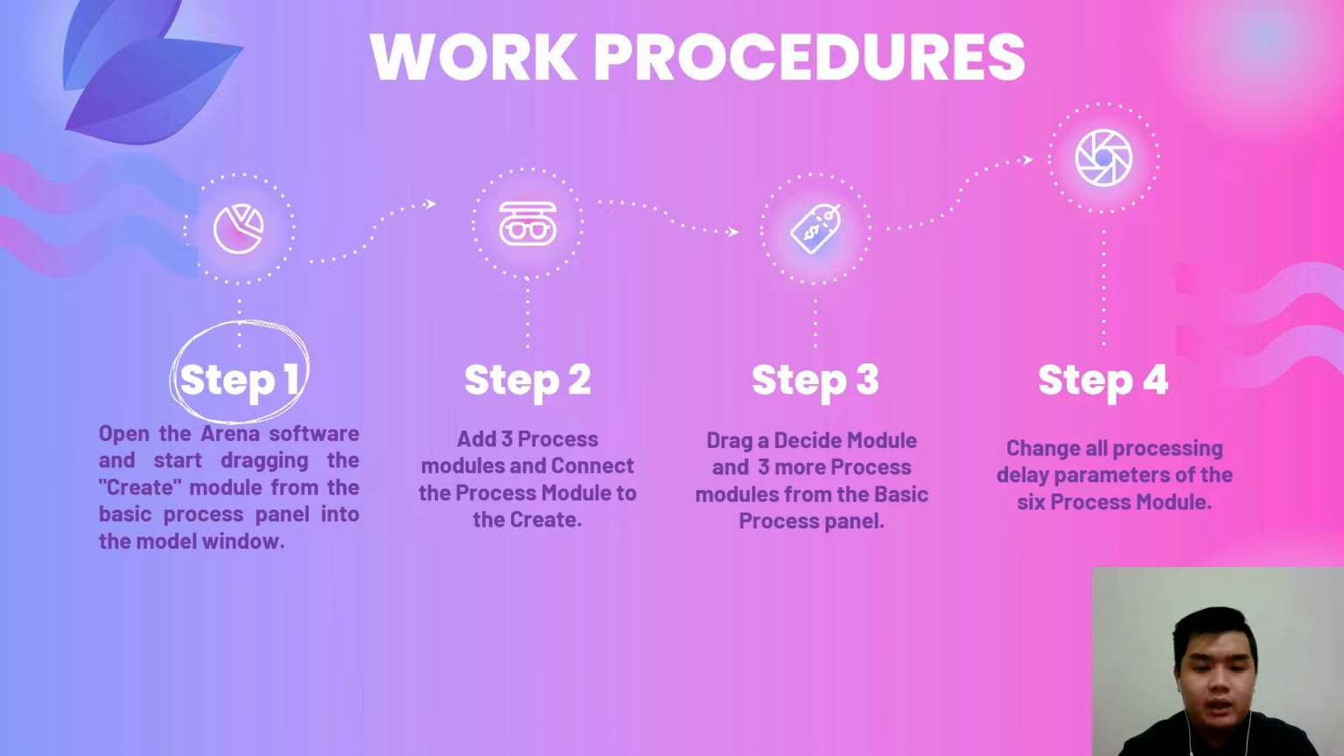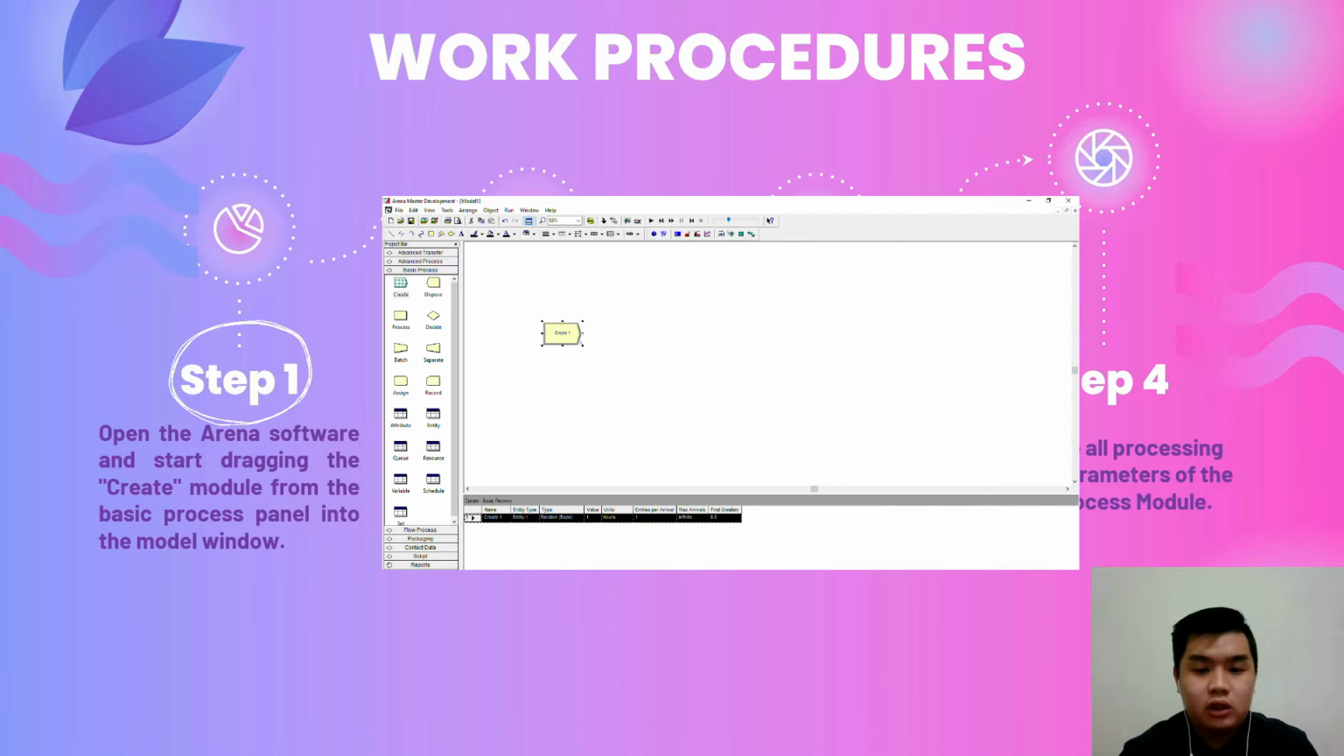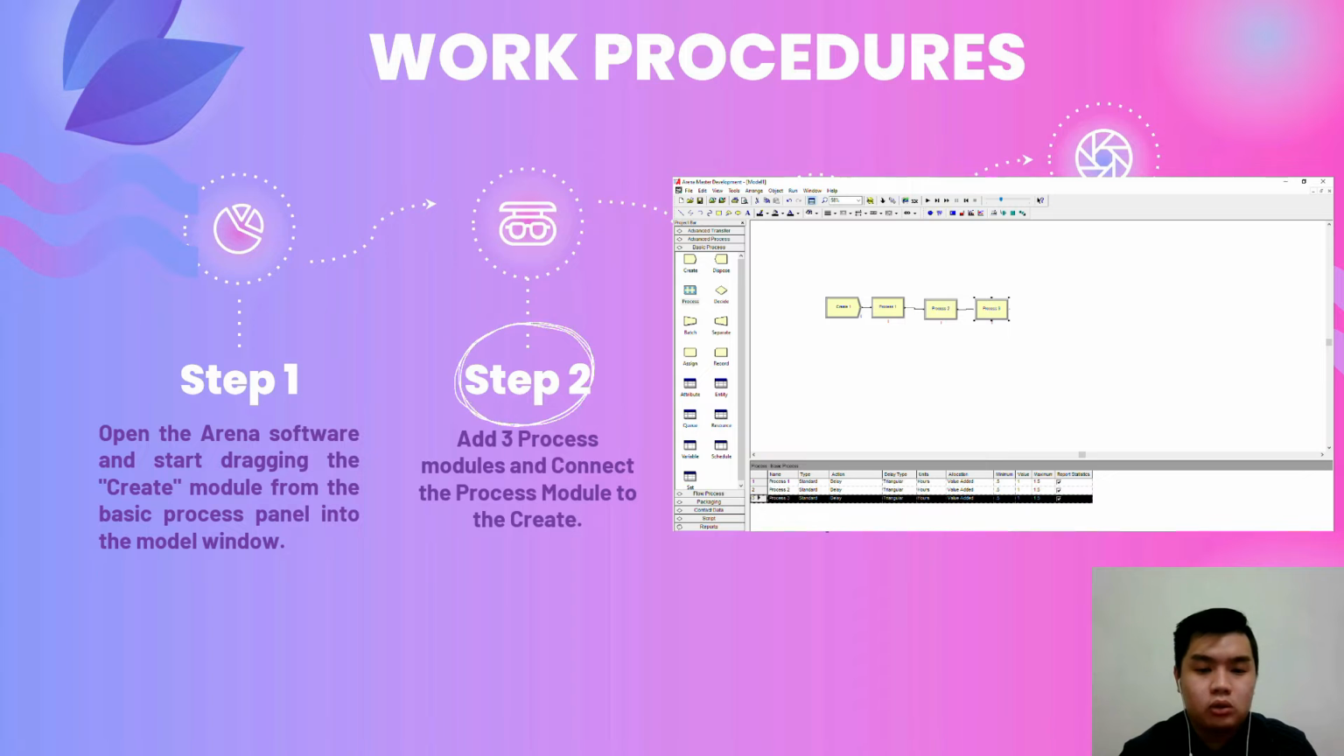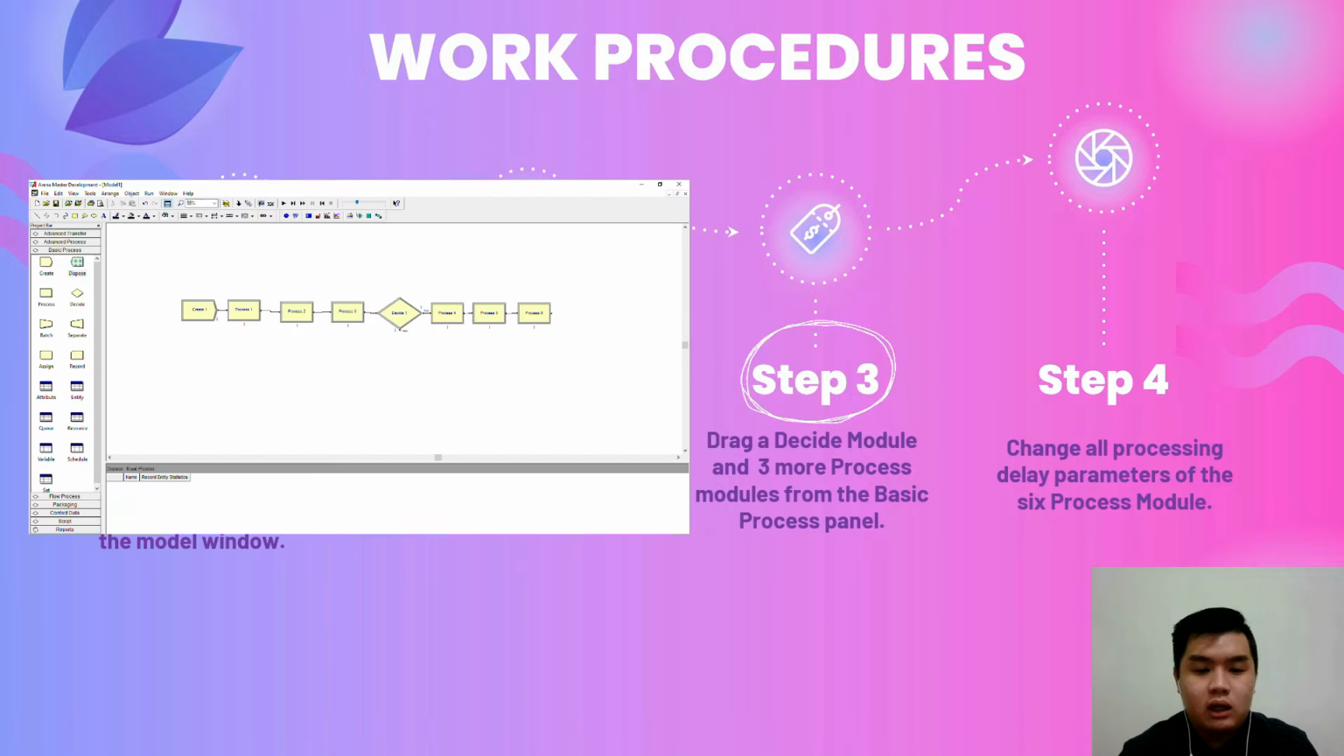First, open the Arena software and start dragging the Create module from the Basic Process panel into the model window. Next, step 2: from the Basic Process panel, add 3 process modules and connect them to the Create module. Step 3: drag a Decide module and 3 more process modules from Basic Process. Then select the Decide module so that the process modules will connect automatically.